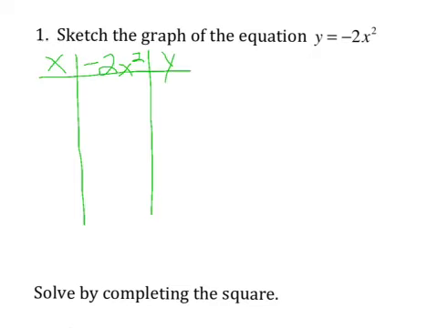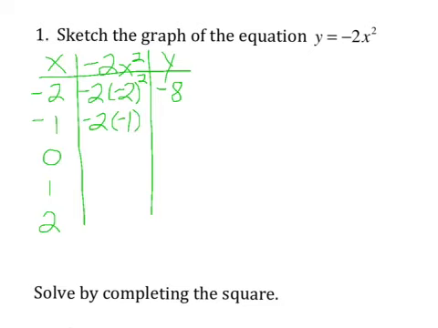And I'm just going to plug in 5 values: negative 2, negative 1, 0, 1, and 2. So if I plug in a negative 2 for x, I want to make sure that I square it first to get a positive 4, and then multiply it by a negative 2, so I get a negative 8 for y. If we square a negative 1, we get a positive 1, and then multiply it by a negative 2, we get a negative 2.